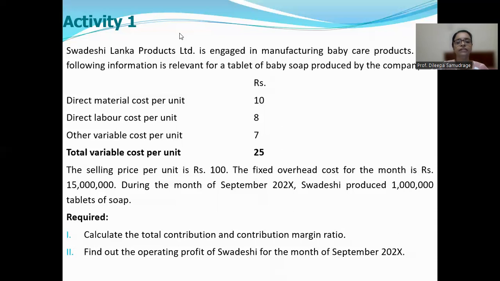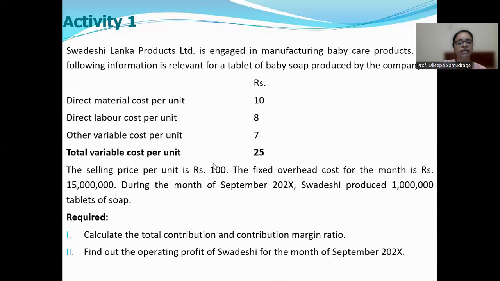Break-even point in units, 200,000. In rupees? Ayantika, Ishanika, okay, so 200,000 in units. Okay, right, 20 million, right?